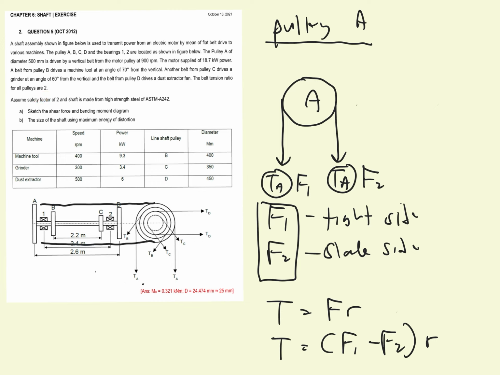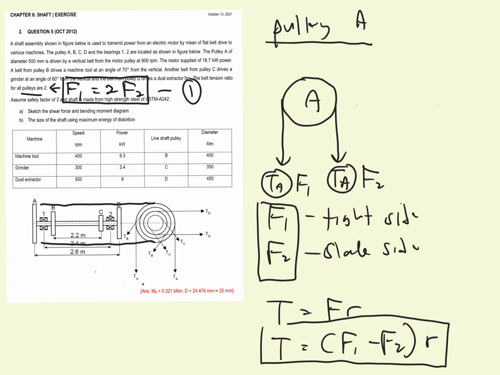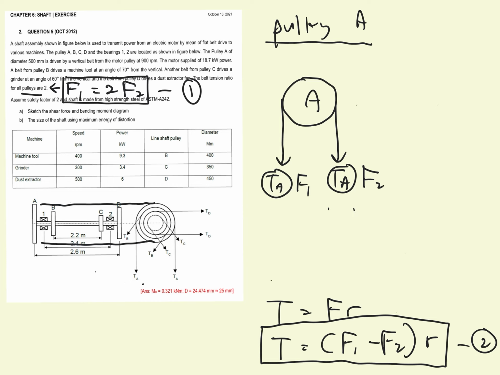This means that if F1 is the tight side, the tight side will equal 2 times the slack side. So this is the hint, the belt tension ratio. This is equation number 1, and then from this will become your second equation. So if you solve equation number 1 and equation number 2, you will get the values of F1 and F2.